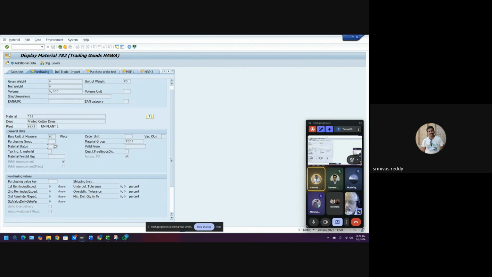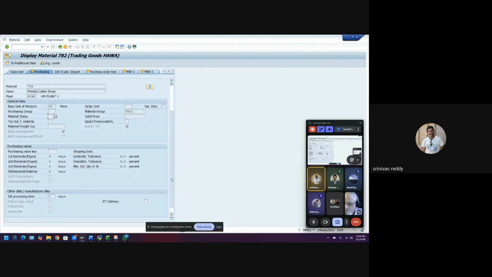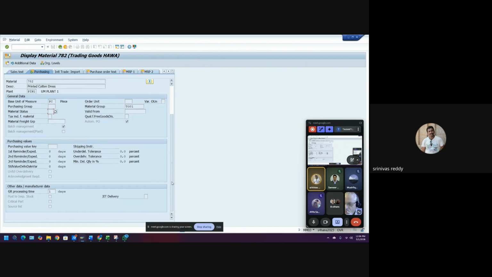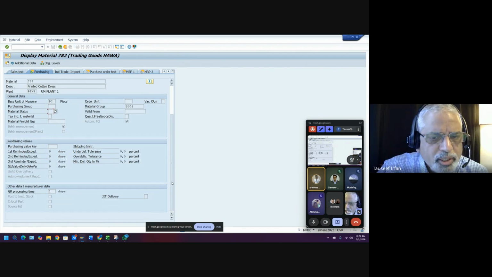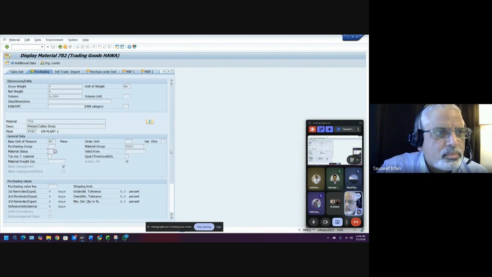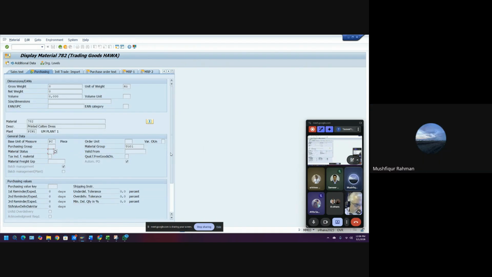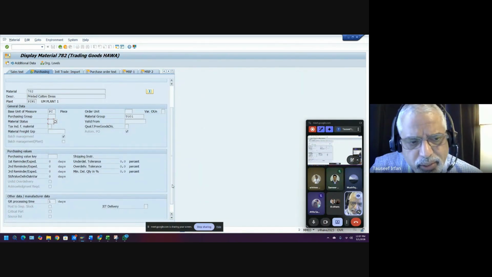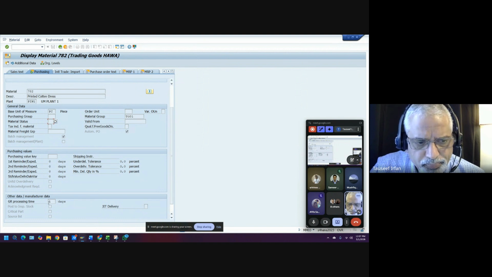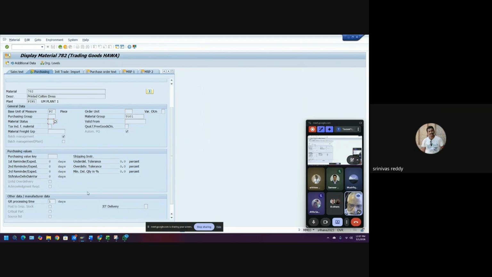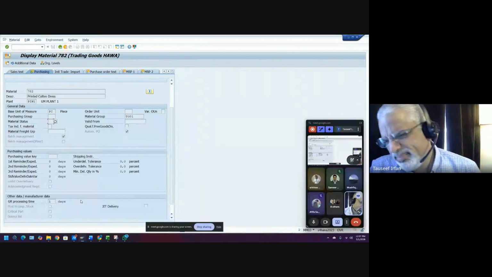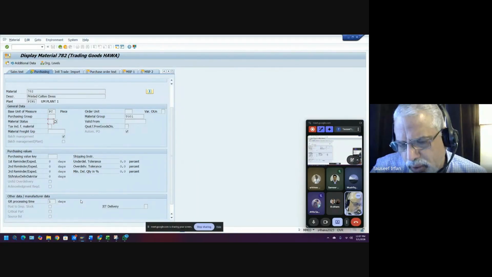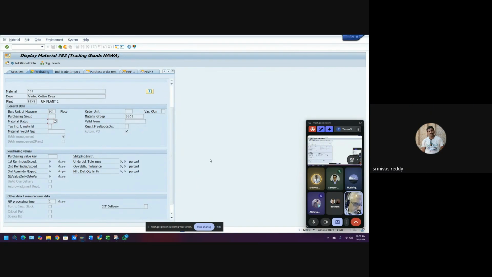It's the goods received processing time, 1 day. Once you receive the goods, we have to process it within 1 day. What does process mean? It has to be received in the system. Yes, it has to be received in the system. The physical stock being stored up in the system takes 1 day. Understood? Yes, sir.